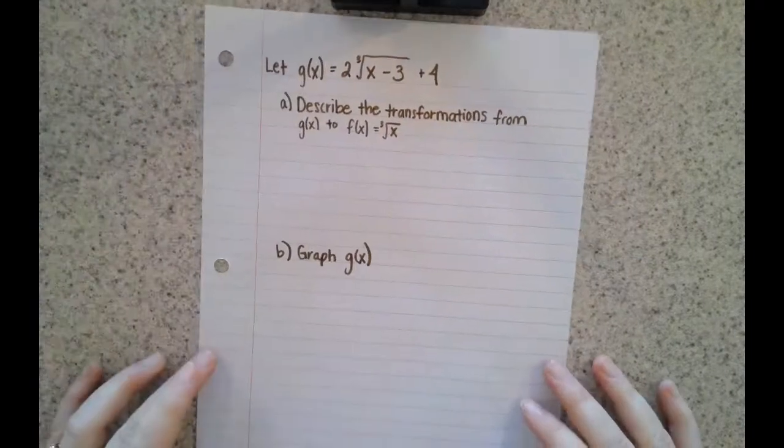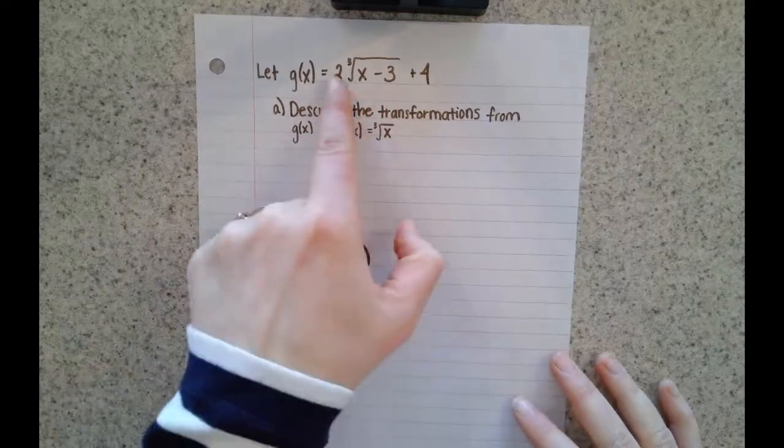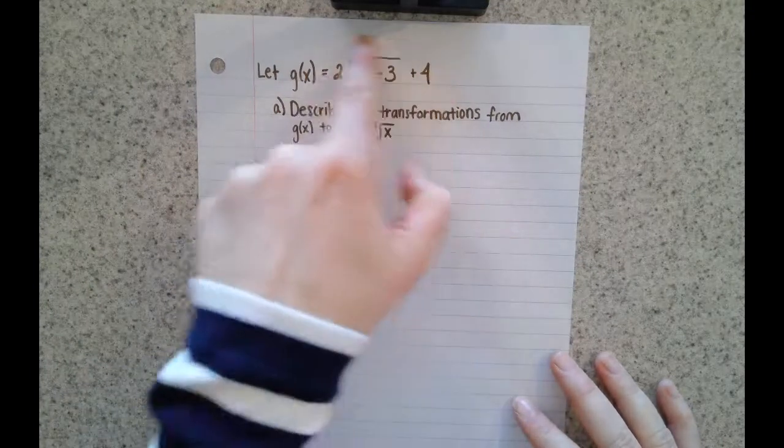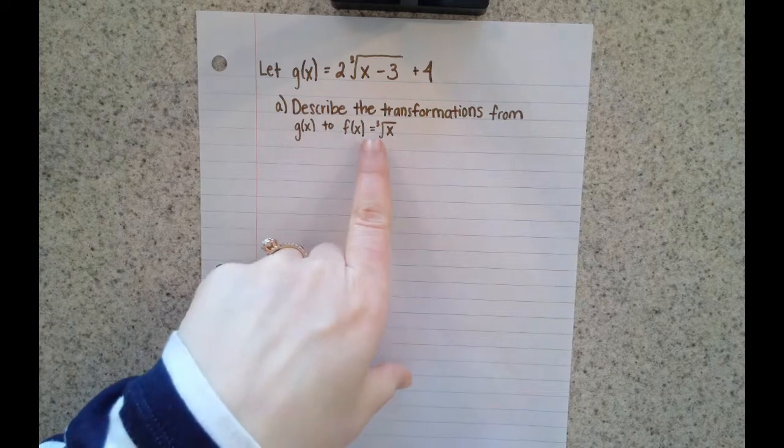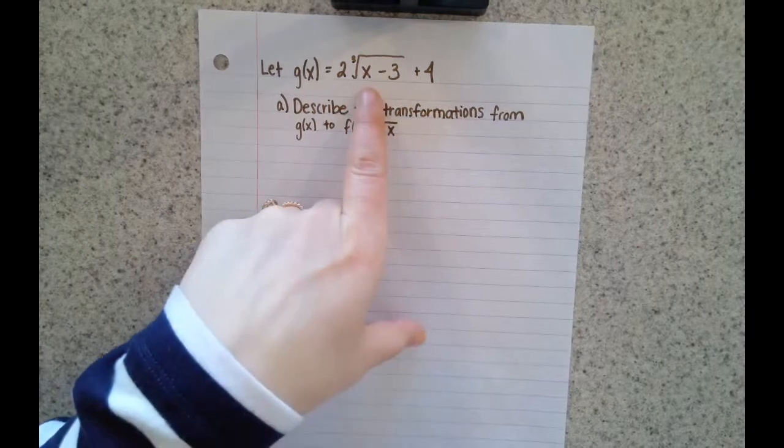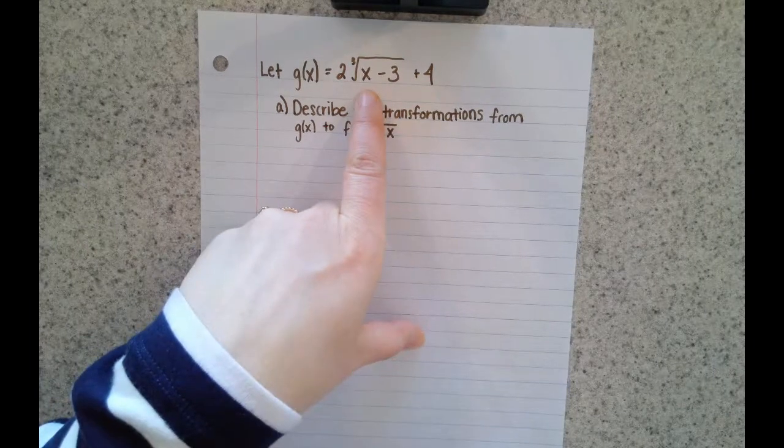Okay, this example is a little more complex with all the bells and whistles we've added in here. Let g of x equal 2 times the cube root of x minus 3, plus 4. Part A, describe the transformations from g of x to f of x. So from the parent function to g of x, what changes are we expecting to see?